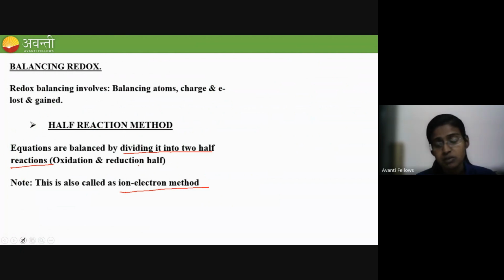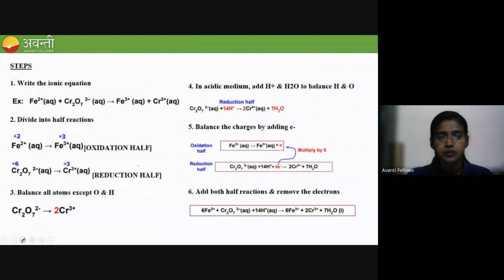Now let's see the steps. Okay, let's see the steps that are involved here in this method, and then with an example, we will discuss those steps. I'll take this equation as an example. So step number 1, what you have to do. First of all, this particular reaction will be given to you in the question. Okay, so you have to just write the ionic equation first. Okay, and then we have to divide this reaction into two, like the oxidation half reaction and the reduction half reaction.